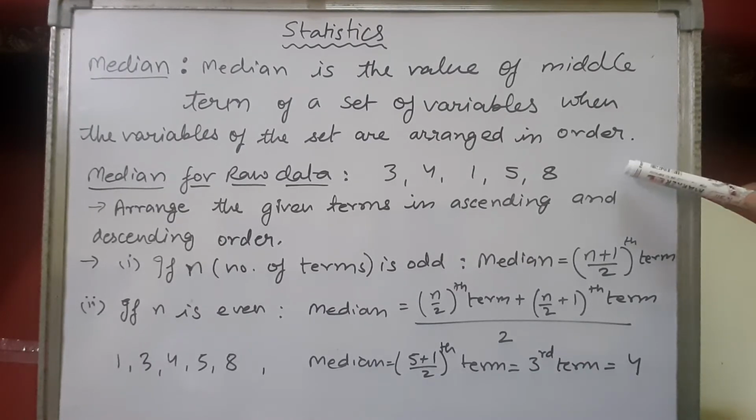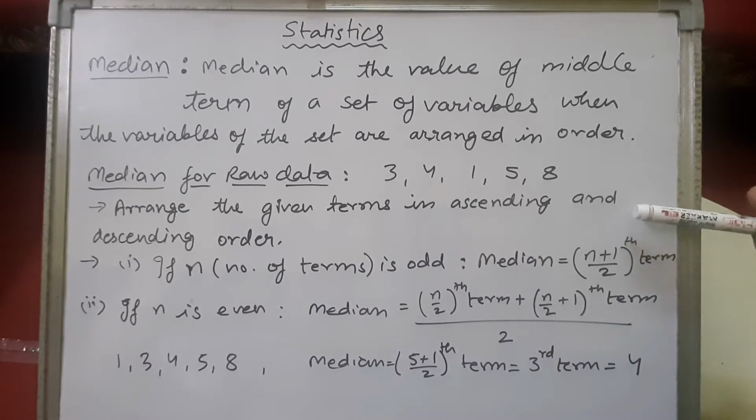Suppose first we'll discuss the median of the raw data. So, median means mid value. Just remember, whatever data is given, first you have to arrange the data and then find the mid value. Suppose in the first case we are finding the median of the raw data. The raw data is given with 5 terms: 3, 4, 1, 5, 8. So what we'll do as the first step is arrange the given terms in ascending or descending order.